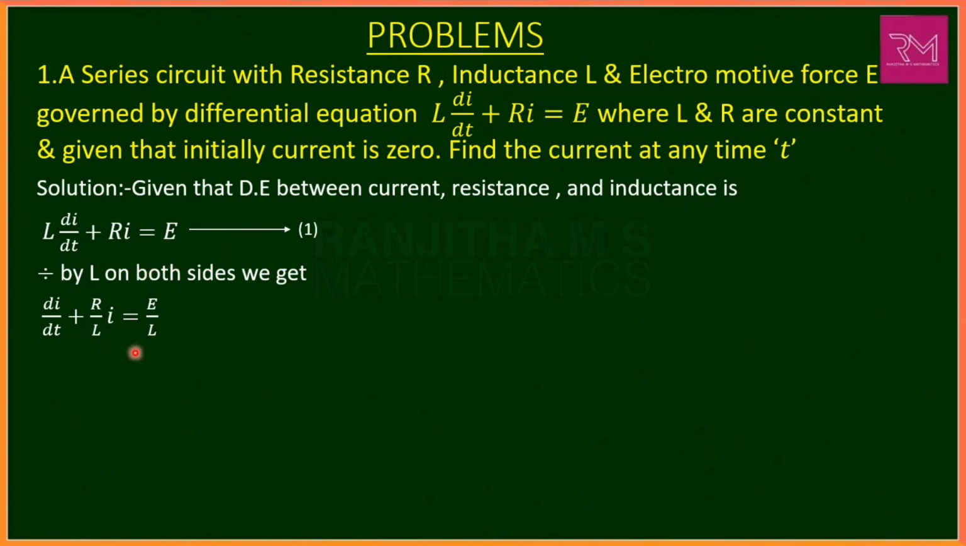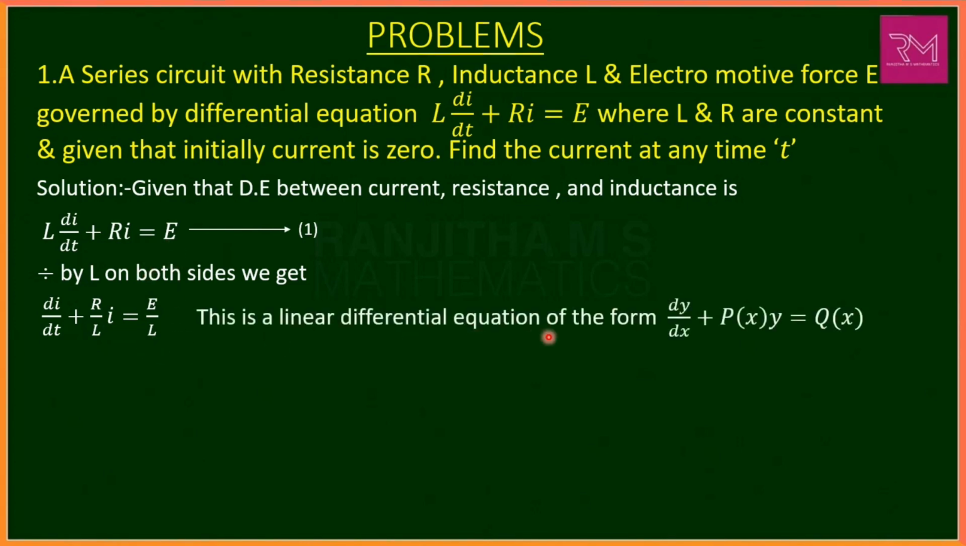Observing this equation, this is a linear differential equation of the form dy by dx plus p of x into y, which is equal to q of x, where in the place of y we have I and in the place of x we have t. So p is R by L and q is E by L. So we can conclude that this is a linear differential equation.